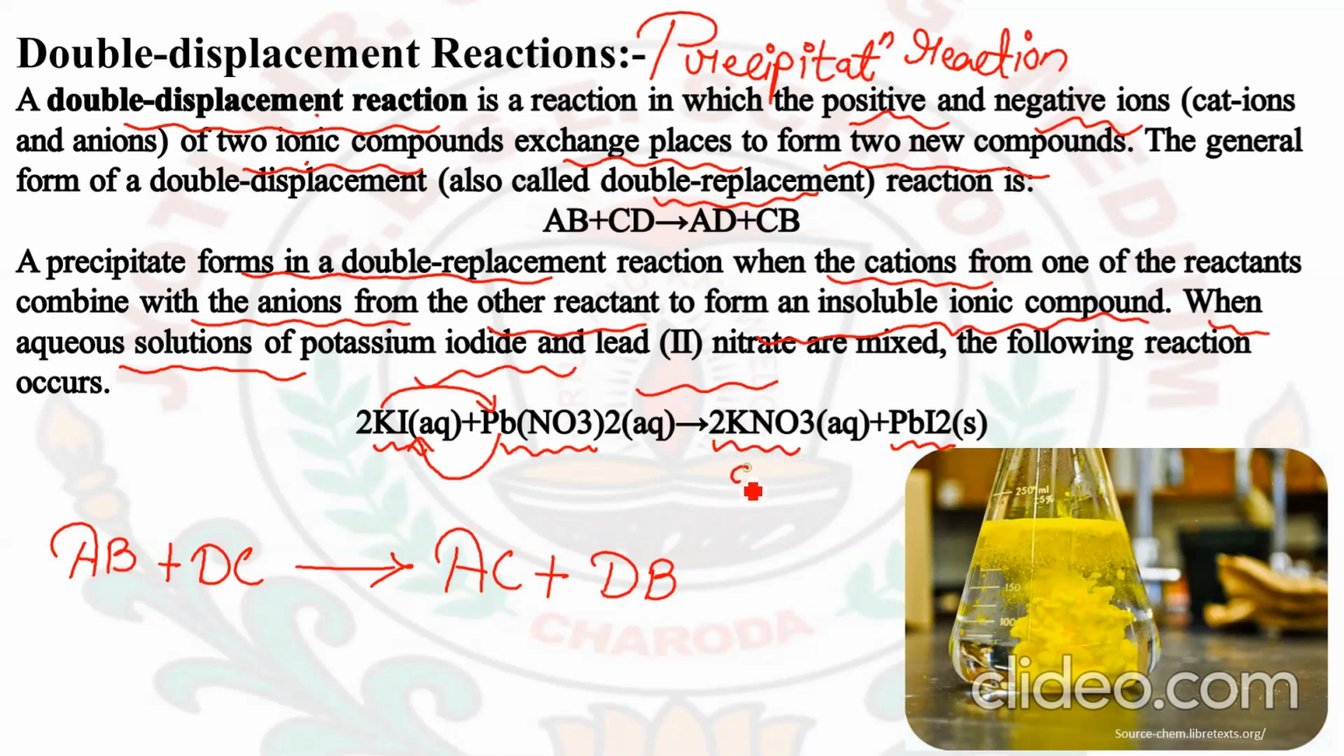So potassium nitrate is aqueous here, it means it will be a solution, but lead iodide is a yellow colored solid, and it will readily precipitate in this reaction. We will see that a yellowish solid is precipitated out, while the lead nitrate is a white colored salt. So this white colored salt is readily converted to this yellow colored precipitate.